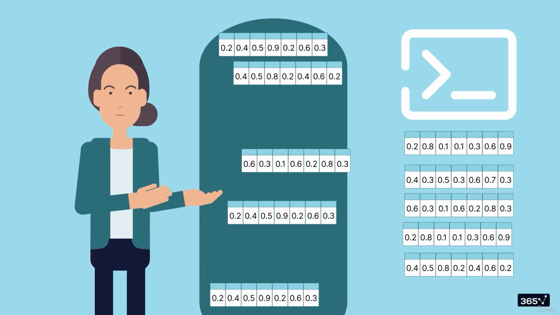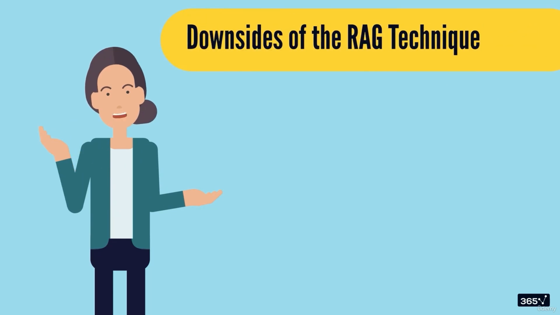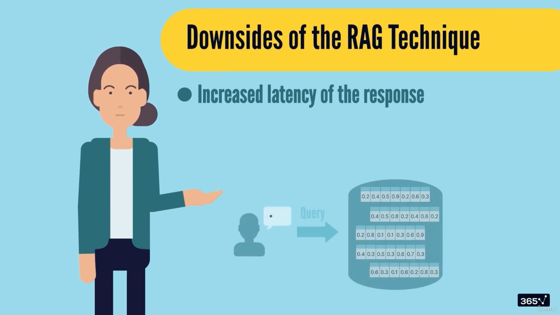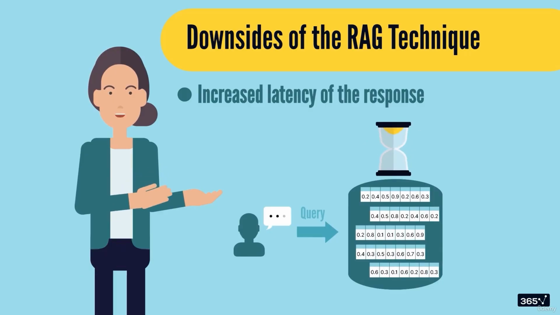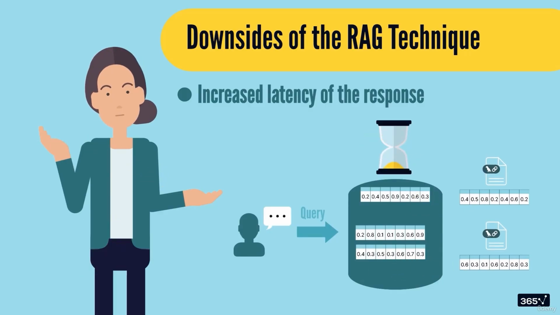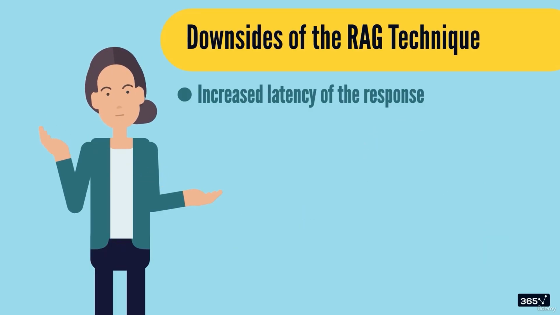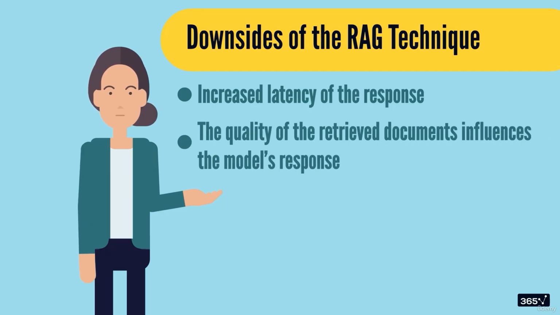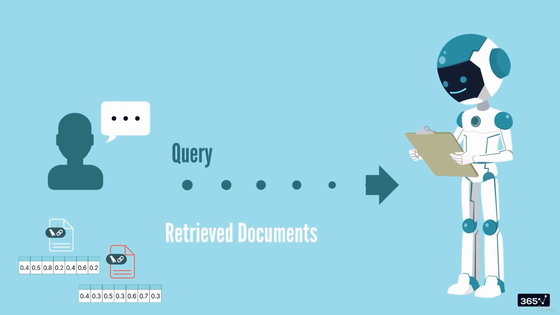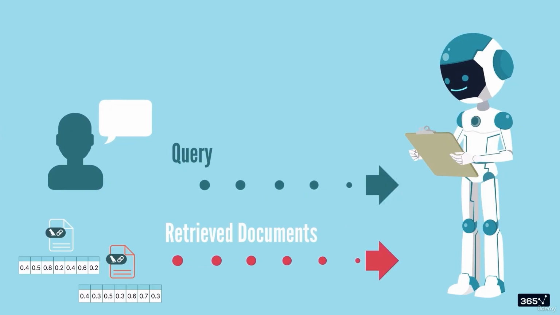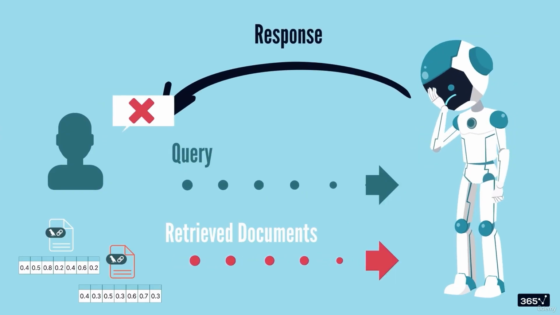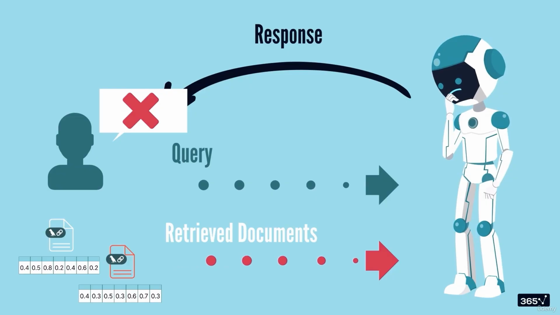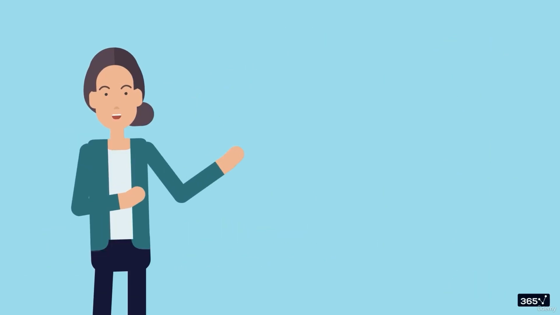But just as with any approach, RAG has some downsides. One disadvantage of this method is the increased latency of the response due to retrieving information in real time. Additionally, the quality of the retrieved documents heavily influences the model's response. If the retriever doesn't spot the relevant information, the model will respond poorly, even if the answer is in the data.